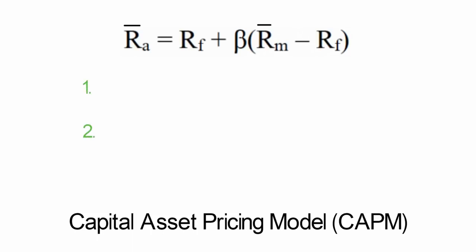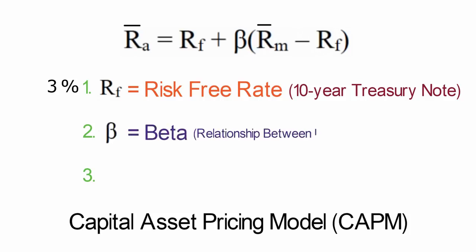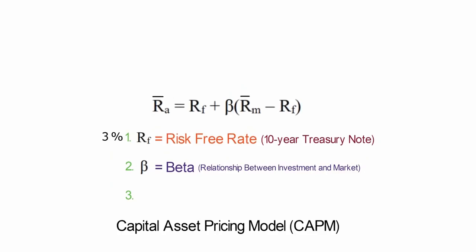So there are only three inputs that go into CAPM. First is the risk-free rate. We're going to use the 10-year Treasury note, and as of now, it's September of 2018, the 10-year Treasury note is about 3%. Next, we have beta. Beta looks at the relationship between our investment and the market. For our example, we will use a stock. So for us, beta looks at how the stock moves compared to how the stock market moves. The market, by definition, gets a beta of 1.